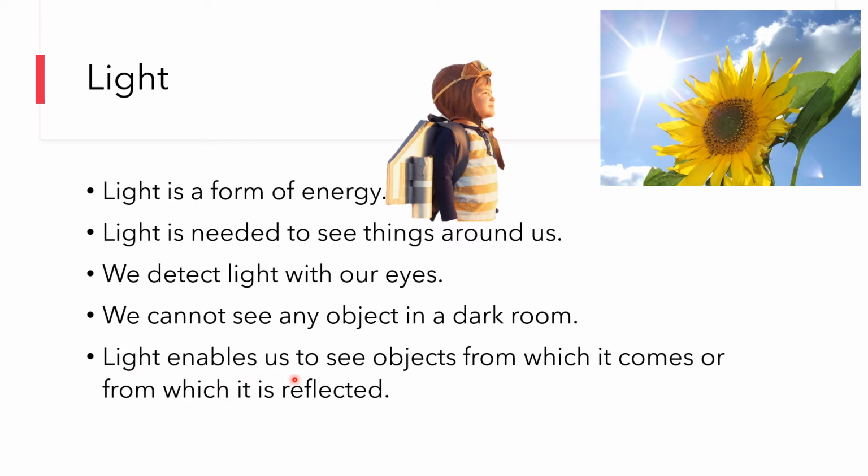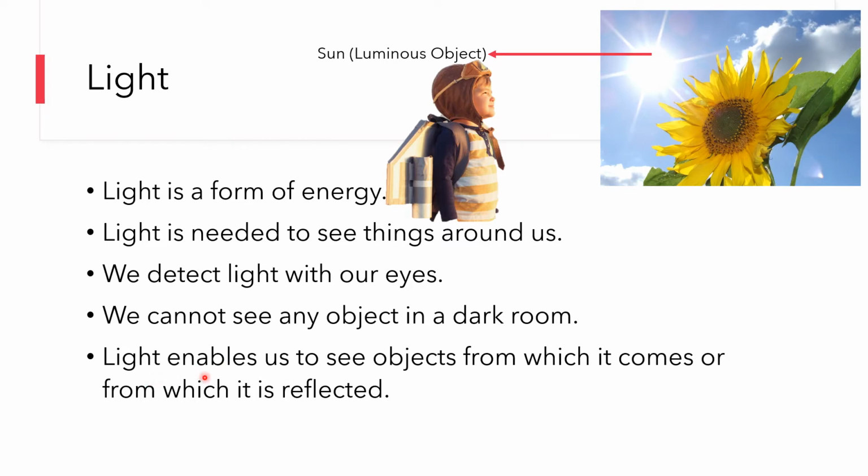The light enables us to see the objects from which it comes. For example, the sun. We are able to see the sun because the light rays coming from the sun fall on our eyes. So here the sun is emitting the light on its own. Such objects are called luminous objects. The other examples are stars, fire, candle, electric bulb, tube light, etc.